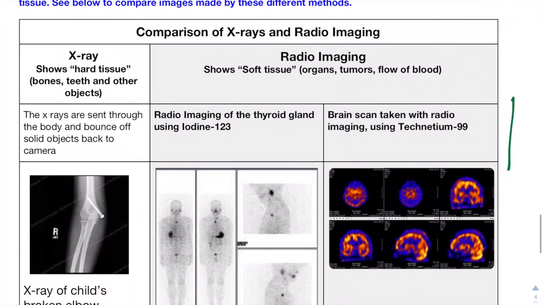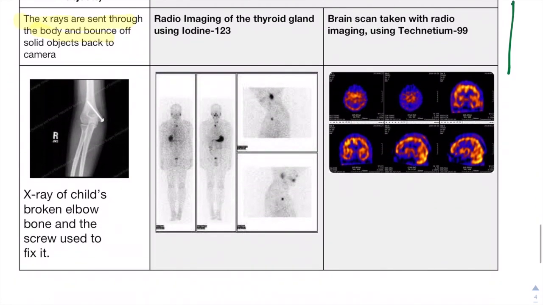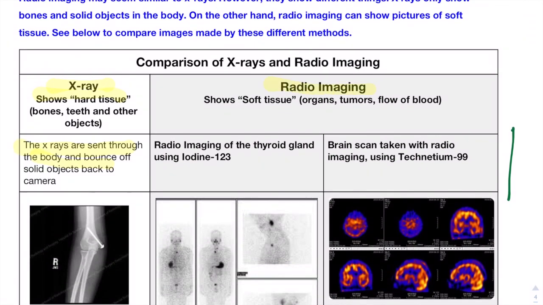So on the left we see the X-ray shows the hard tissue, bones, teeth, and other objects. The X-rays are sent through the body and bounce off solid objects back to the camera. And we see an elbow bone here. It's an x-ray of a child's broken elbow bone and the screw used to fix it. On the right side, we see radio imaging shows soft tissue, organs, tumors, flow of blood. Radio imaging of the thyroid gland using iodine 123. I think it asked for that in one of the questions.